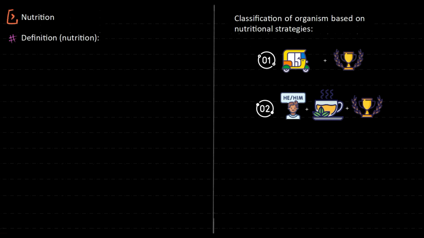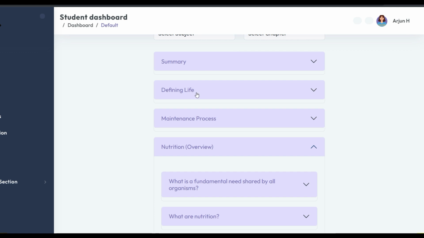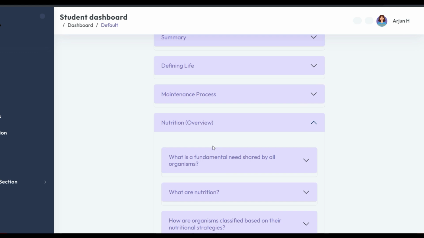So till now we have defined life per se, right? We have looked at what is a life. We gave an overview of what is needed to maintain life. Basically energy and transferring material and so on and so forth. And that is nothing but your nutrition, right?